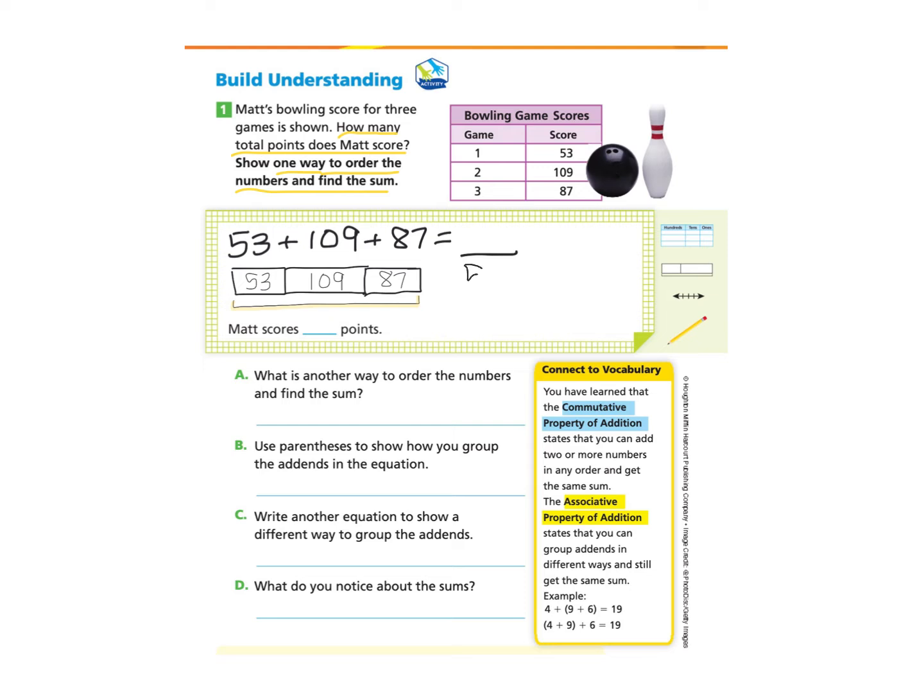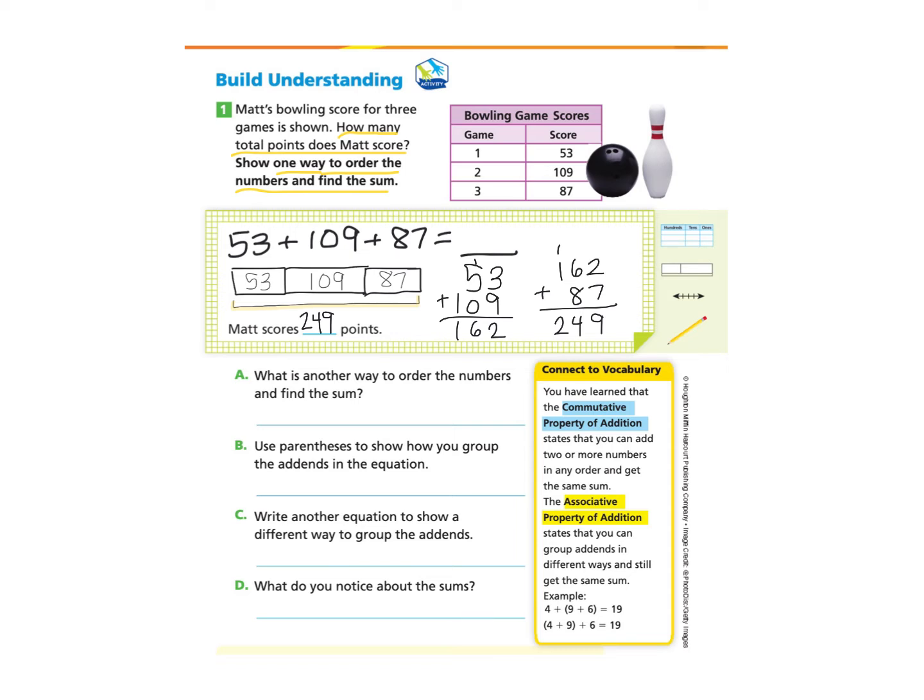So let's go ahead and add the first two numbers that we have in order, 53 and 109. You can pause and do the addition yourself and come back. And when you do, you will find that we have the answer of 162. Now we're going to take 162 and add 87 to find the final answer of the points. So again, if you'd like to pause and do the addition, you can do that and come back. And when you do, you will find the answer would be 249 points. So we will answer here 249. And that is the total amount of points that Matt scores.